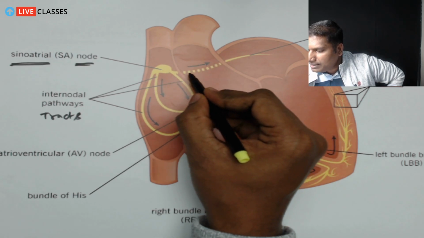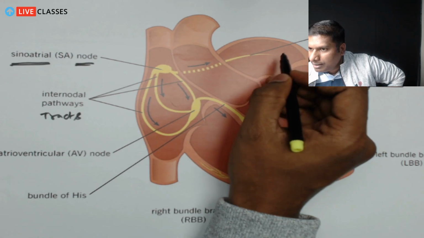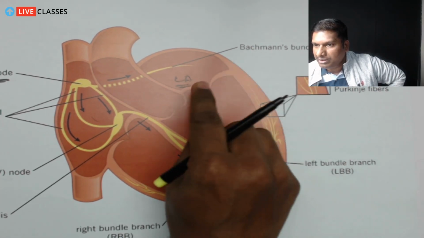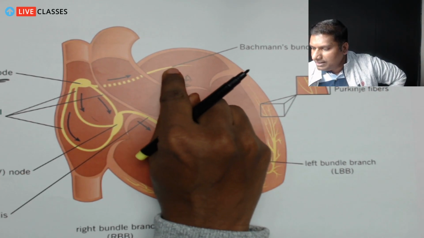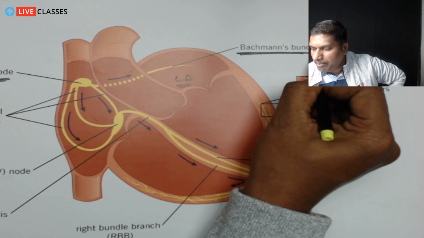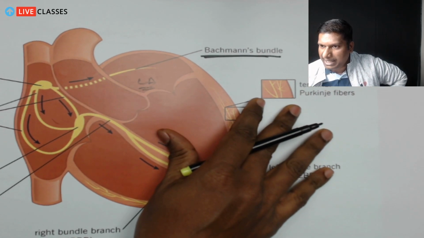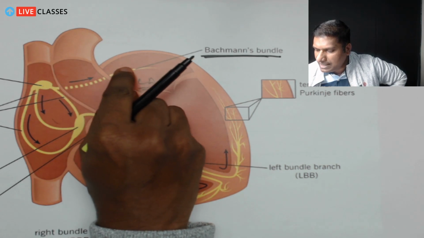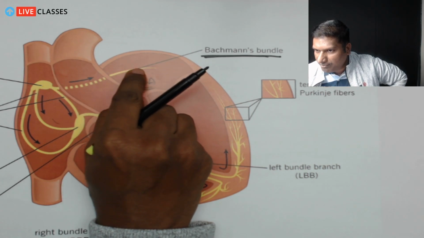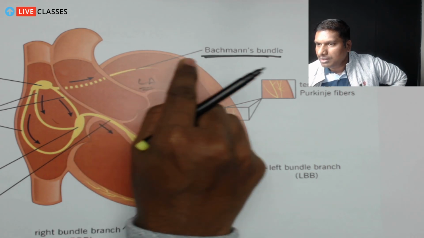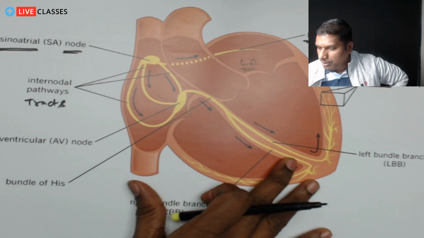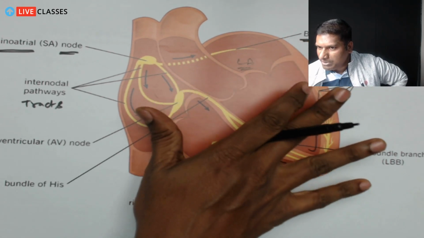This internodal tract is actually connected to your left atrium. And this here is called the Bachmann's bundle, the nodal fibers which are going here. That's called the Bachmann's bundle. Now just forget about Bachmann's bundle for now.